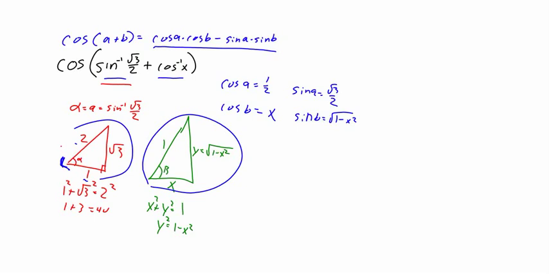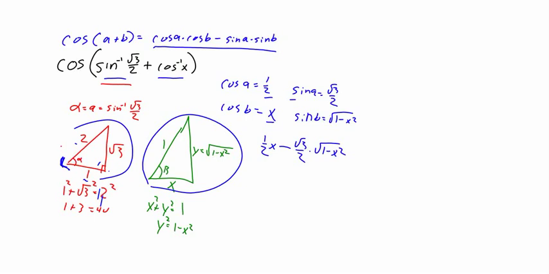So now that we have all of the values, we can go ahead and plug it into the equation. Oops, let me erase that. I did that incorrectly. Something to watch out for as you go through: make sure that you're attaching all of the right terms where they need to be. Cosine A is 1/2 times cosine B, which is x, minus sine A, which is the square root of 3 over 2, times sine B, which is the square root of 1 minus x squared.